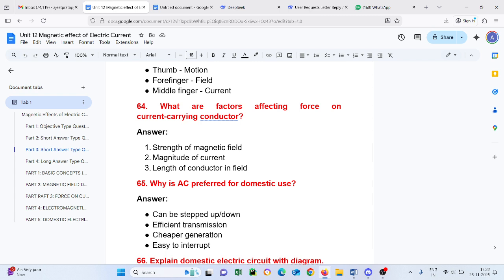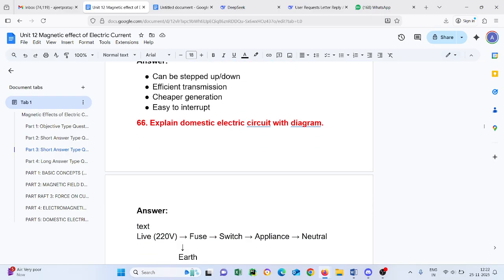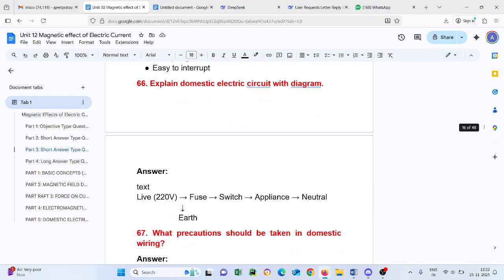Question number 65. Why is AC preferred for domestic use? It can be stepped up and down, efficient transmission, cheaper generation, and is easy to interrupt. Question number 66. Explain the domestic electric circuit with diagram. Live, 220 volt, fuse, switch, appliances, neutral, earth.